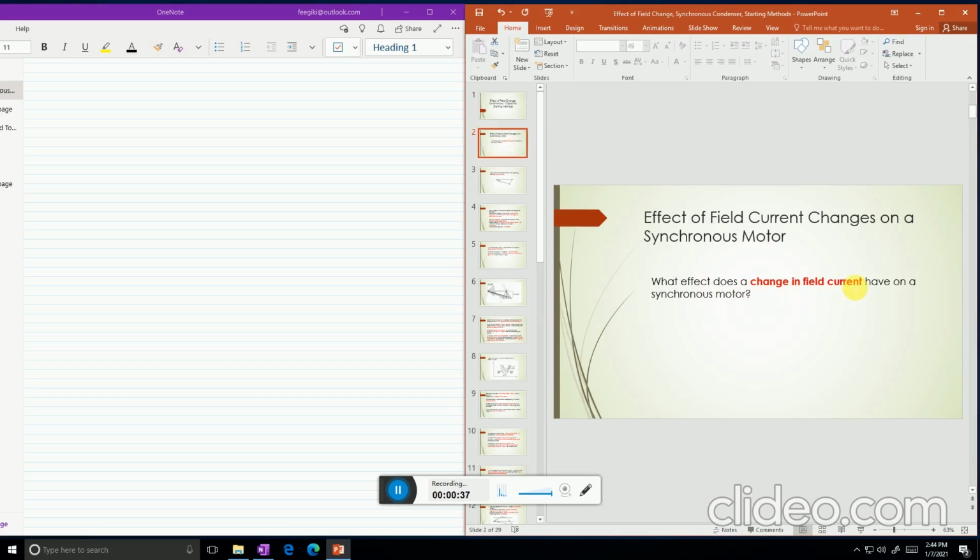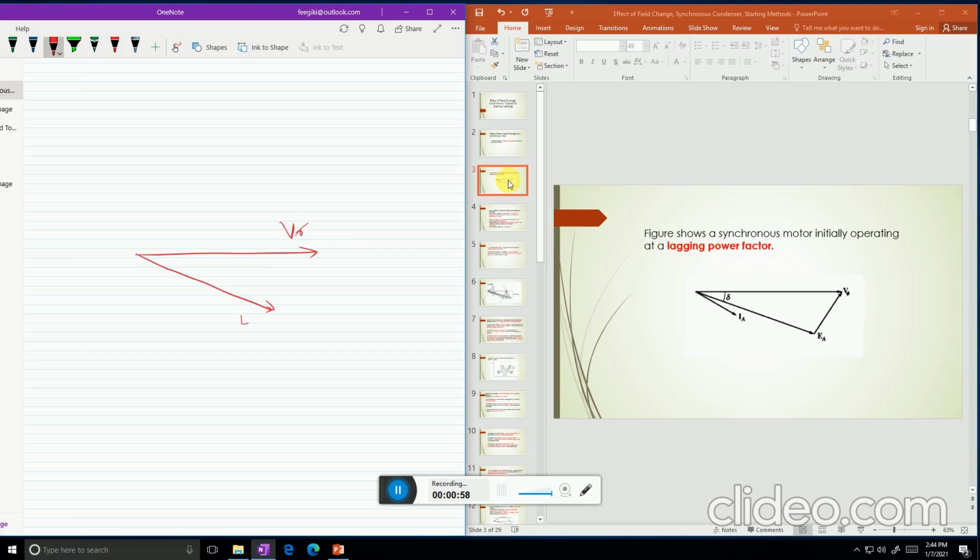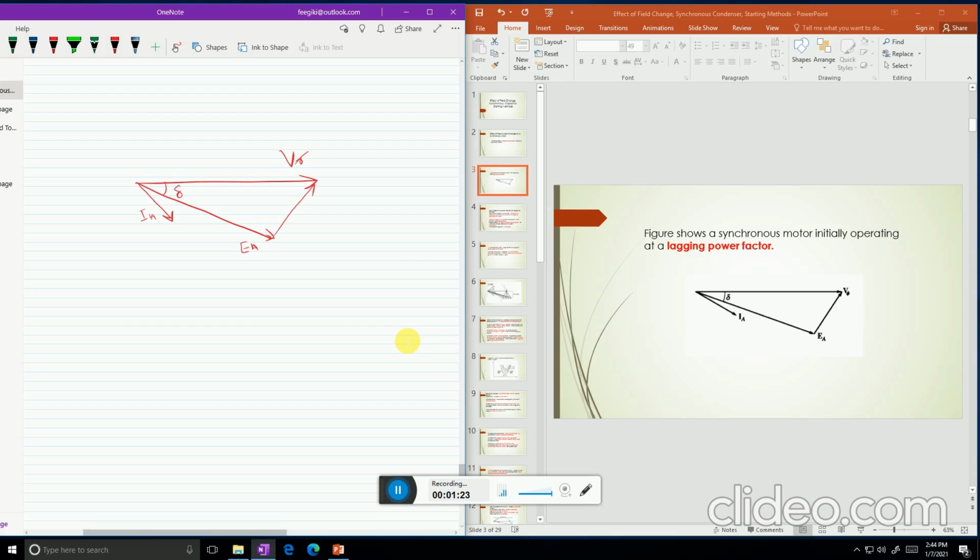So what effect does a change in field current have on a synchronous motor? This figure shows a synchronous motor initially operating at lagging power factor. The phasor diagram: this is V phase, this one is EA, and this is IA, this is delta. So this is the phasor diagram of the synchronous motor when operating with the lagging power factor. Now we are going to increase the field current and then we will see which parameter of the synchronous motor will change.